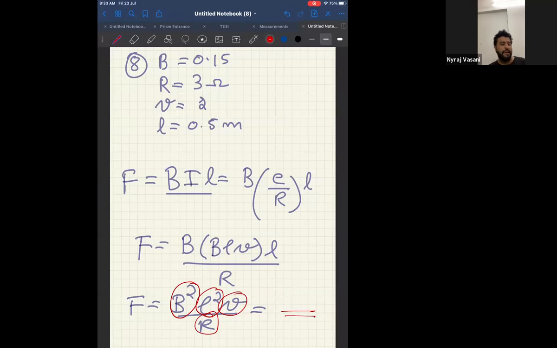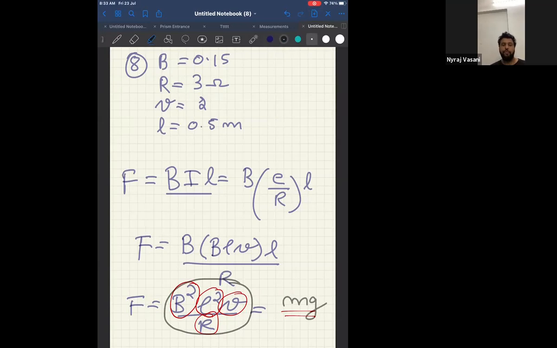Okay. Now, I'll give you one clue for the next one. See question number 9. Once, just listen to me. Now, in question number 9, we have to equate two formulae for force. One formula for force is this one. Check. And that I have to equate to mg, because I have to balance it.